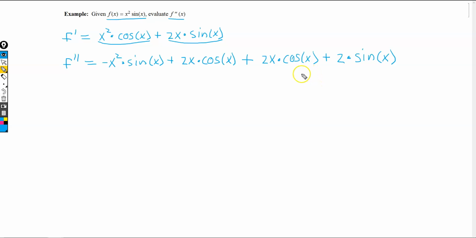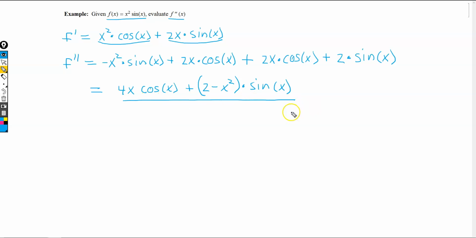We can clean that up a little bit, combine some terms. We can write this as, let's see, we have 2x cosine plus 2x cosine. That's going to be 4x cosine of x. Plus, and then we could combine the two sines, factor out the sine from this term, and we'll get 2 minus x squared times the sine of x. And that is our second derivative.